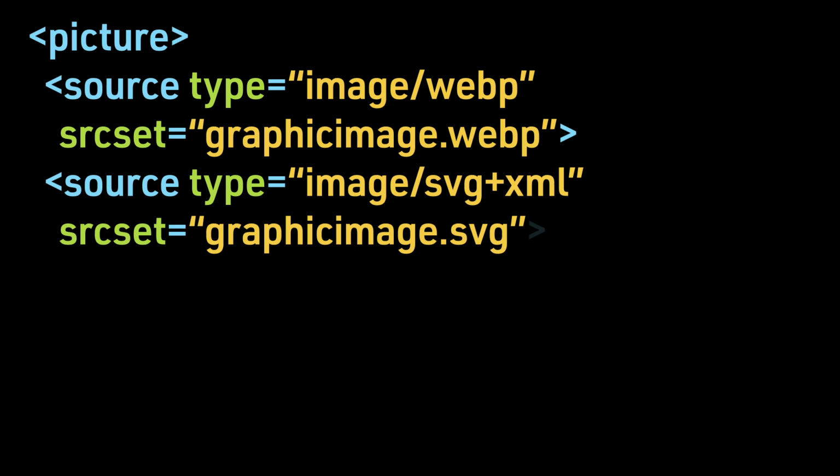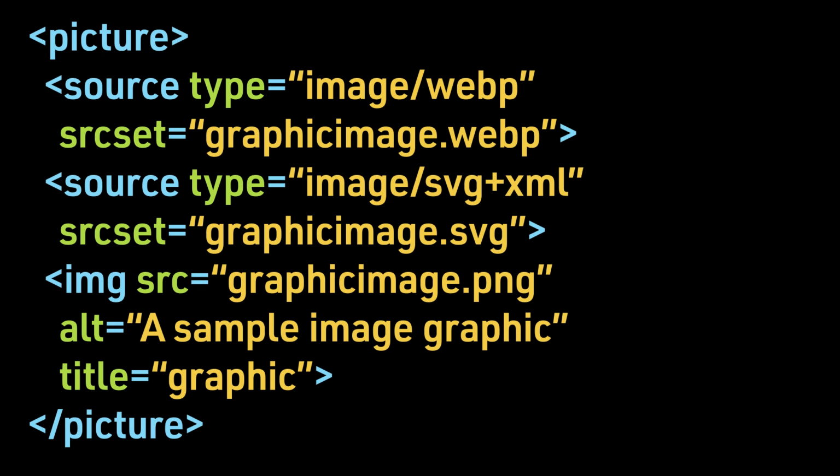In this code example, we would prefer the browser to use the WebP image. However, if that image type is not supported, it can try the SVG version, and if that file type is not supported either, it will default to using the PNG version of the image, which is a file type that is supported by most browsers.